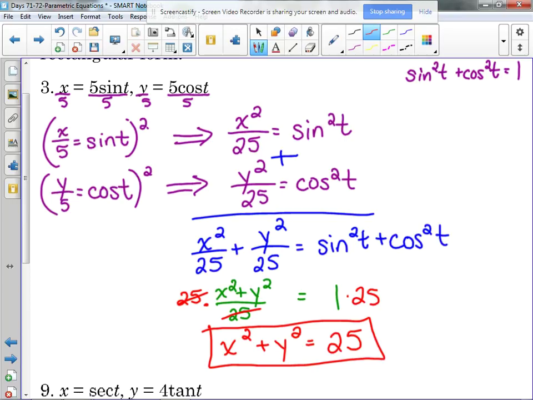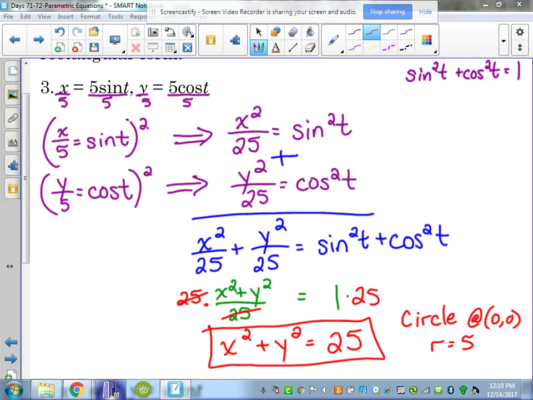So what have we written the equation of? X squared plus y squared equals 25. X squared plus y squared is a circle. That's a circle at the origin with a radius of 5. So those are apparently the parametric equations of a circle.